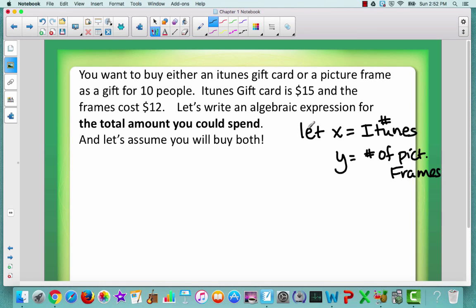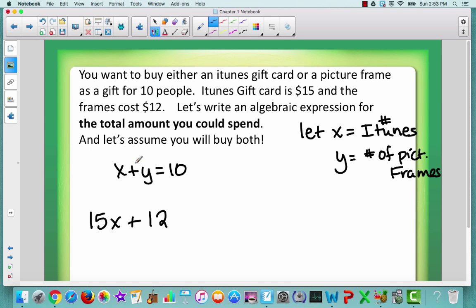Okay, so we know that X and Y together, if it's the number of items, that we have 10 people, that means we're going to buy 10. So X plus Y equals 10. All right, the iTunes gift cards is $15 and the frames cost $12. So let's think about that. We've got 15 times X as part of my expression for the total amount. But what about the $12? What are we going to multiply? We're just going to say 12 times Y? Well, then we're going to have two variables.